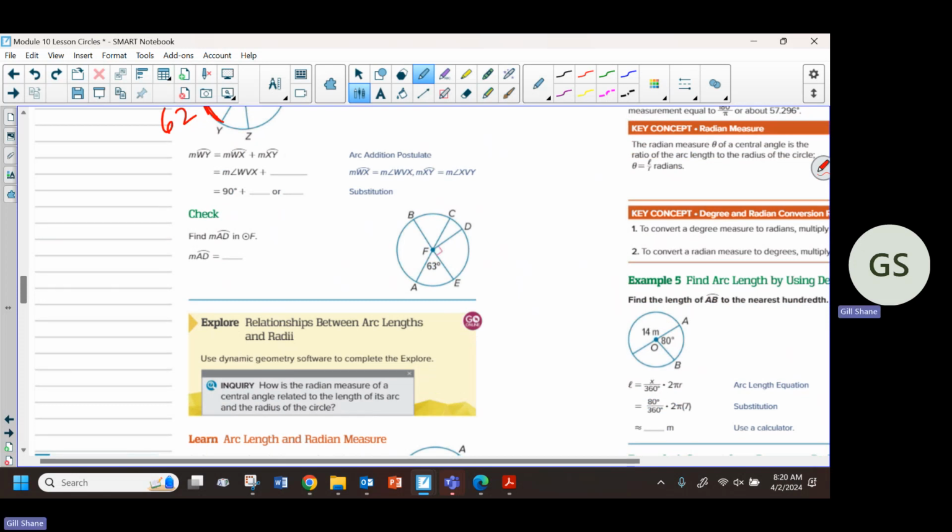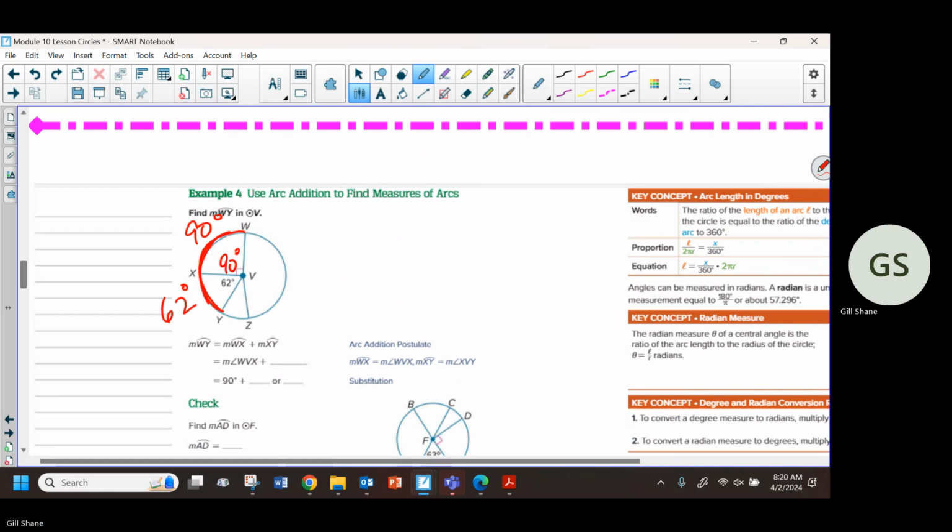Well, the measure of the angle matches the measure of the arcs. Right? Is that the angle we're talking about? Yeah, so WVX is 90. That's where they got that. Is that what you're saying? Say it again. I thought it was checking what the other arc would be on the opposite way.